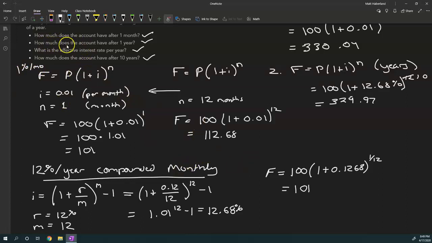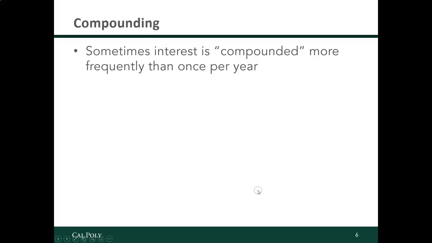So if we wanted to know how much the account has after 1 year, well, with 12.68% per year, we're going to have $112.68. So what's the effective interest rate per year? Well, we've already calculated that, 12.68%. And how much does the account have after 10 years? Well, because it has the same effective interest rate, we're going to get the same answer after 10 years, $330. All right, so we answered those questions.